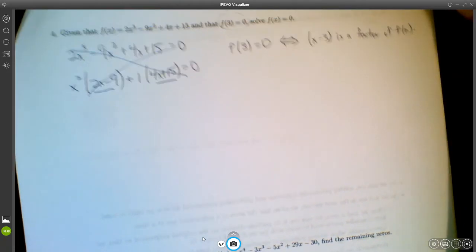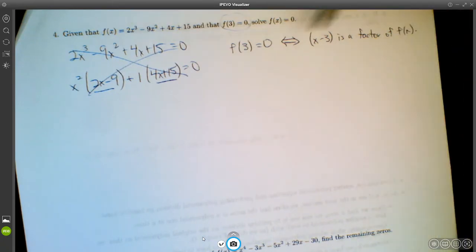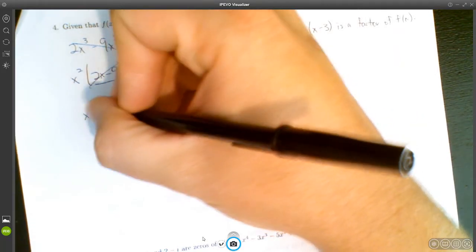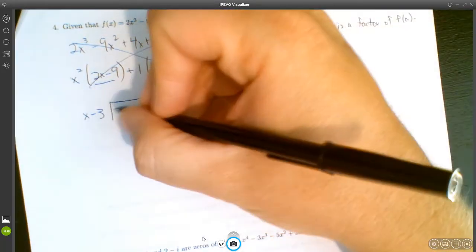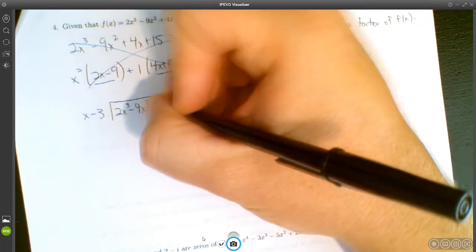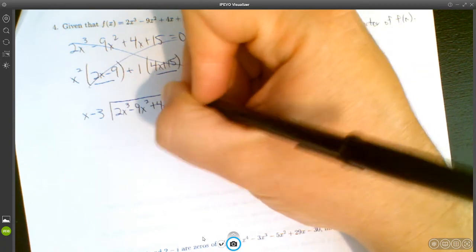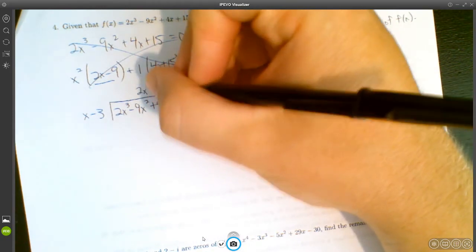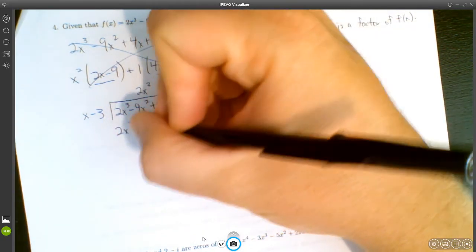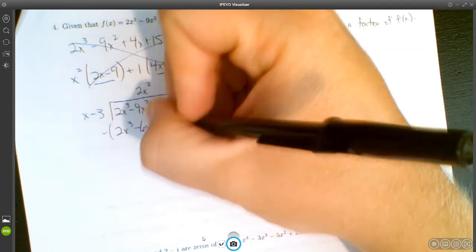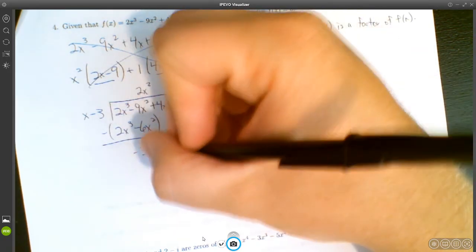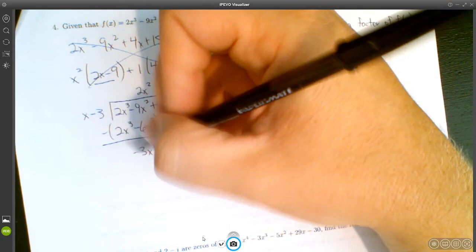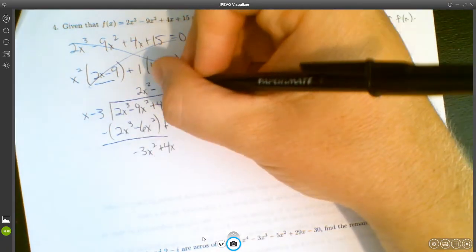So let's do that. Let's divide f of x by x minus 3 to see what I get left over. So I'm going to do x minus 3 into 2x cubed minus 9x squared plus 4x plus 15. Okay, x times what is 2x cubed? I think it would have to be 2x squared. We subtract, we get negative 3x squared. X times what is negative 3x squared? I think it would have to be negative 3x.